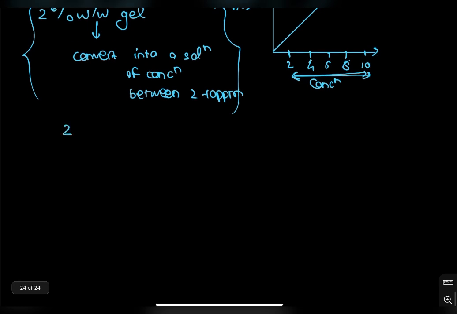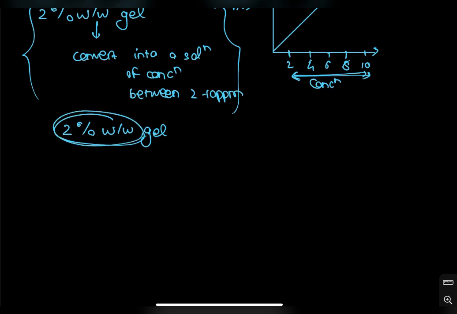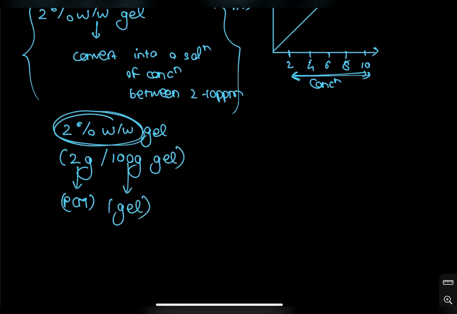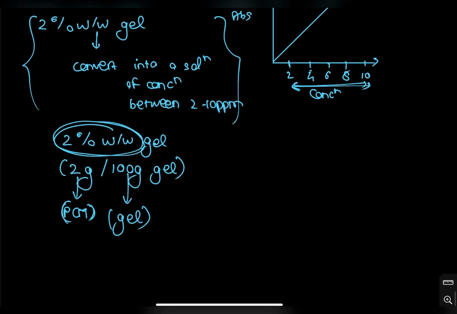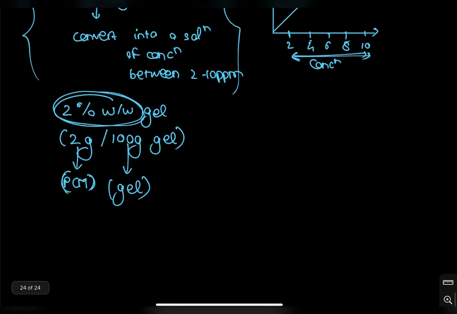this. Let's say we have a 2% weight by weight gel, right? What this means is that there are 2 grams of the drug, paracetamol, inside of 100 grams of gel. Okay, the gel is the entire formulation, but the paracetamol, which is 2 grams inside of 100 grams, is the actual active ingredient inside.